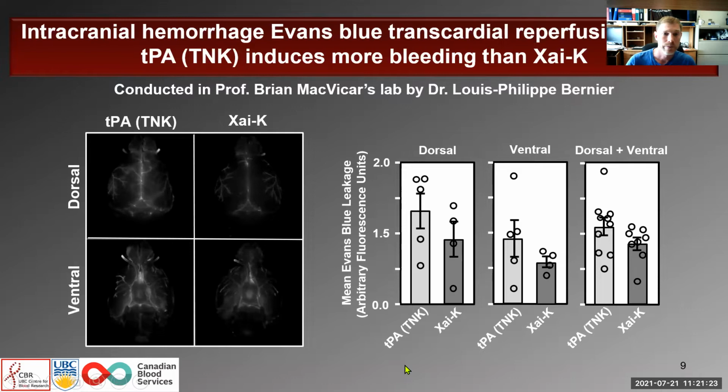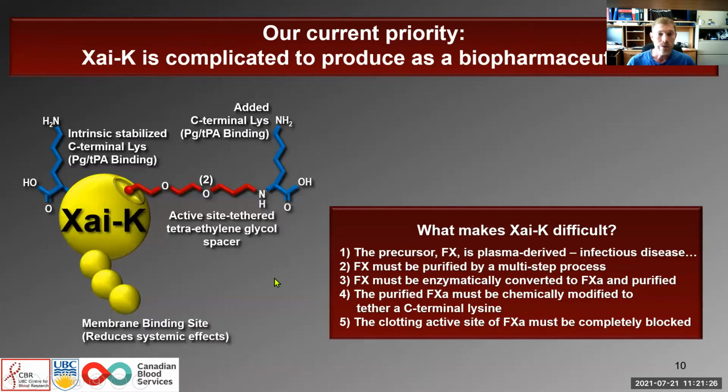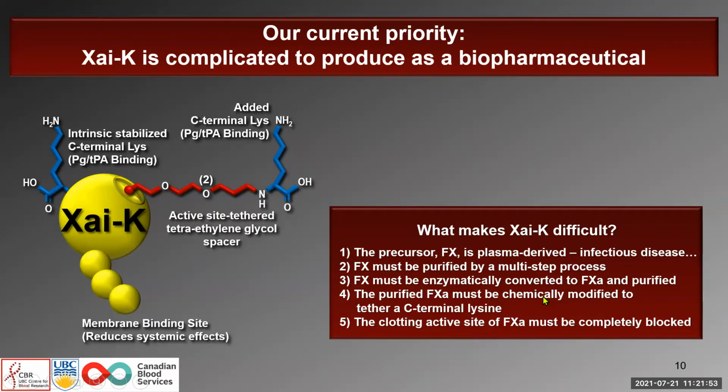Next slide, please. I hope that I've convinced you that modified factor 10A shows promise as a clot-busting therapeutic. 10-AIK is a great starting point, but it still has some drawbacks. The precursor, factor 10, is plasma-derived, which brings concern of infectious disease. It also has to be purified by a multi-step process, and it must be enzymatically converted to 10A. The purified 10A then has to be chemically modified to tether a C-terminal lysine.